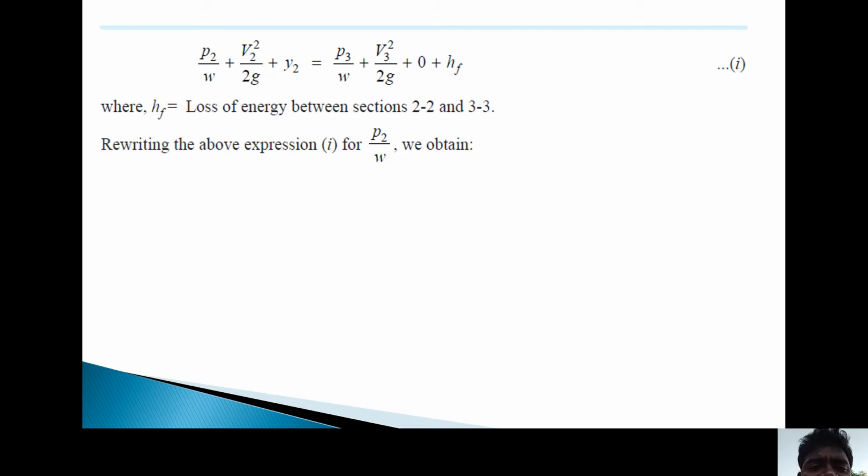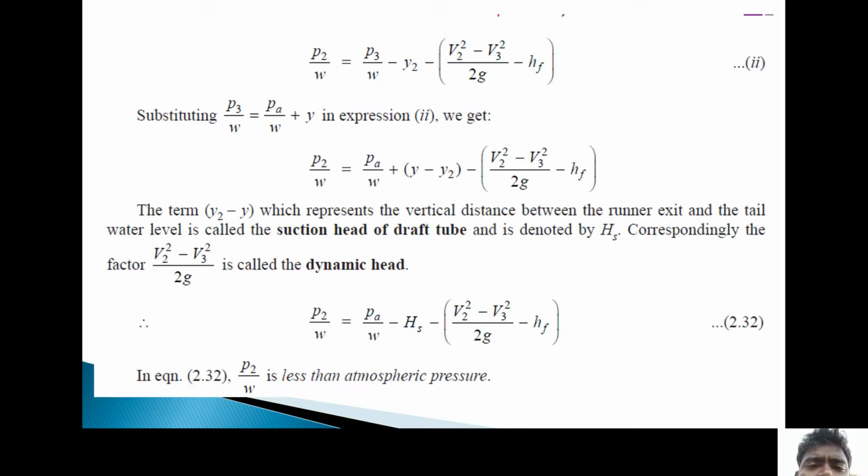Next, P2 by W equal to P3 by W minus Y2 minus (V2 square minus V3 square) by 2g minus HF. Substituting P3 by W equal to PA by W plus Y, where PA means atmospheric pressure. Therefore, the equation is written as P2 by W equal to PA by W plus Y minus Y2 minus (V2 square minus V3 square) by 2g minus HF.